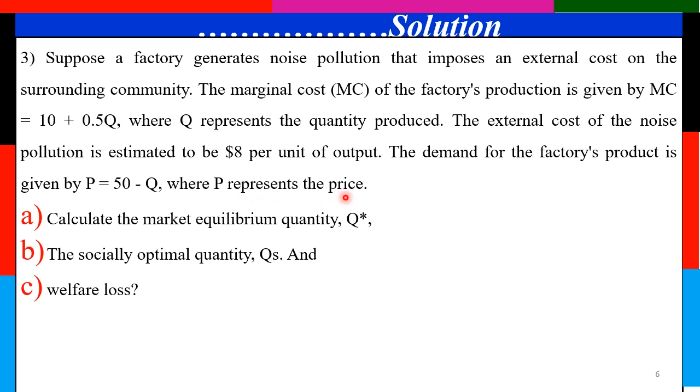Somehow it is different from question number 1 and question number 2, which we already did. Listen carefully for this one. Then you are asked to calculate the market equilibrium, the socially optimal level of output, and again the welfare loss or deadweight loss. Don't worry about this one. This question may help you further increase your thinking ability because it is related to the questions given in your textbook.